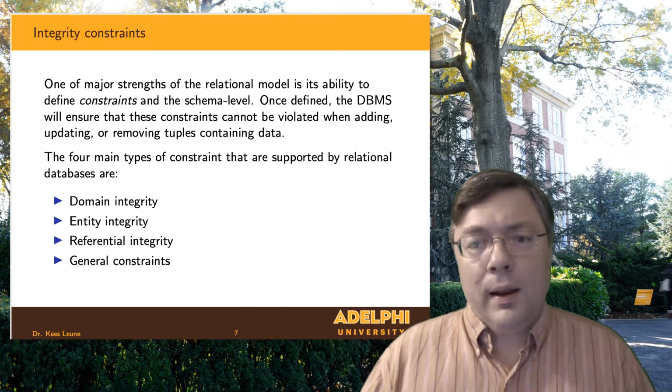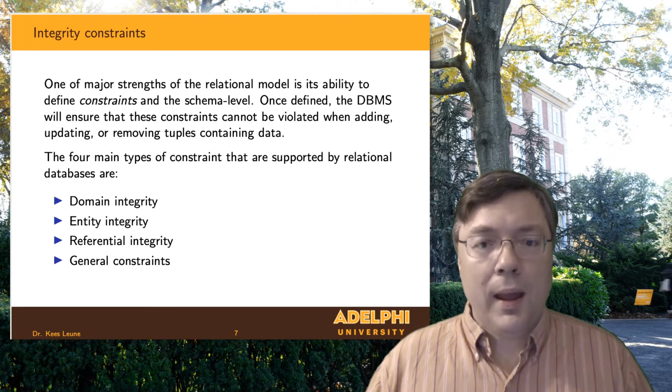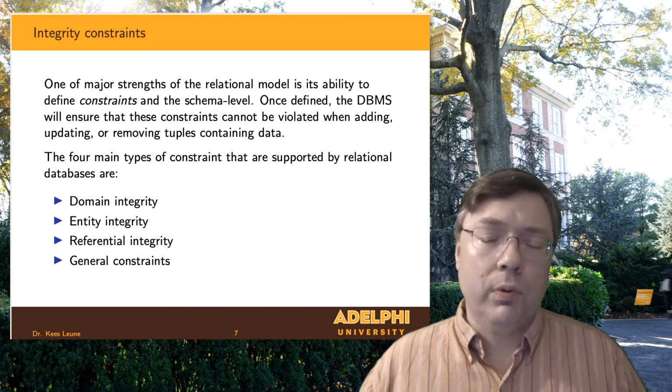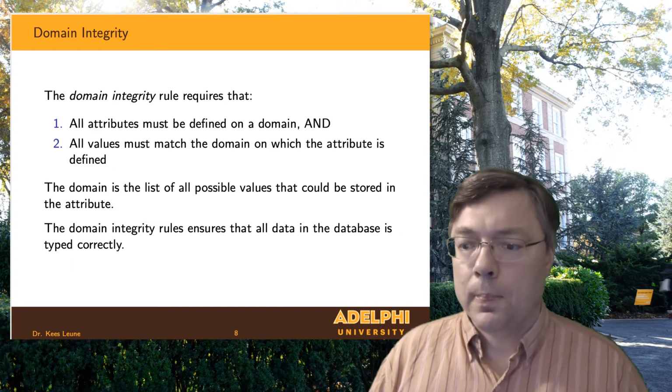There are 4 main integrity constraints that we see in the relational database model. Those are domain integrity, entity integrity, referential integrity, and what we call general constraints. And let's take a quick look at each of them.